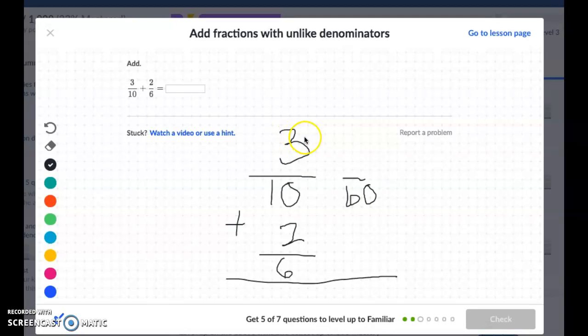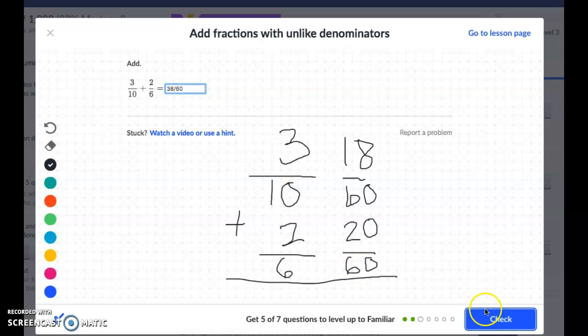So 3 times 6 is 18. And then 6 times 10 is 60, and then 2 times 10 would be 20. So now I have 18/60 and 20/60. So when I add 18 plus 20, I'm going to get 38/60. And at this point in Khan Academy, they're not concerned with you simplifying or reducing your answers.